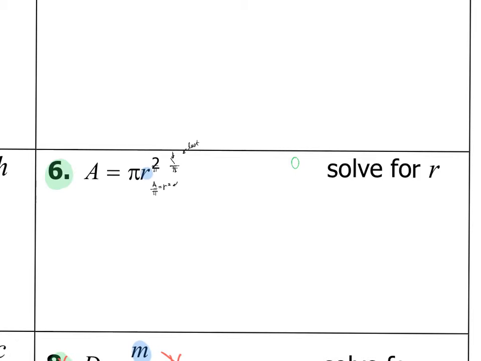Now to isolate that r, to get just r and not r squared, we want to take the square root.